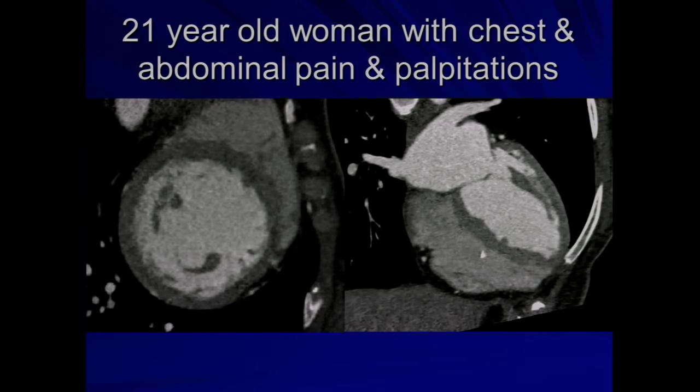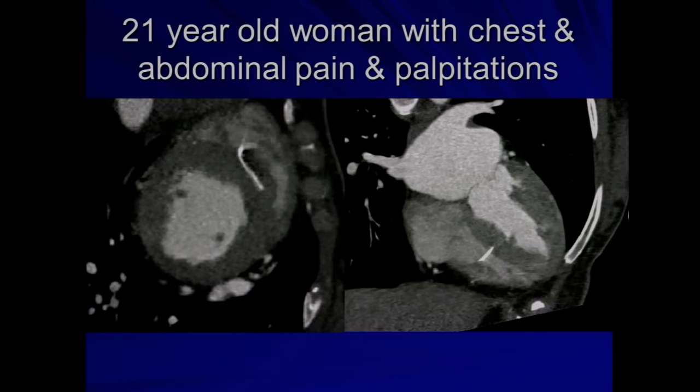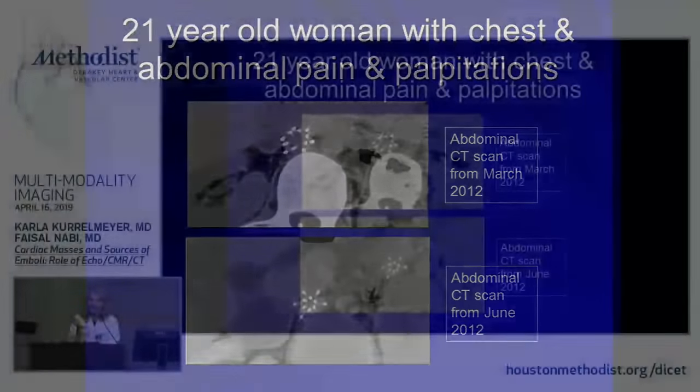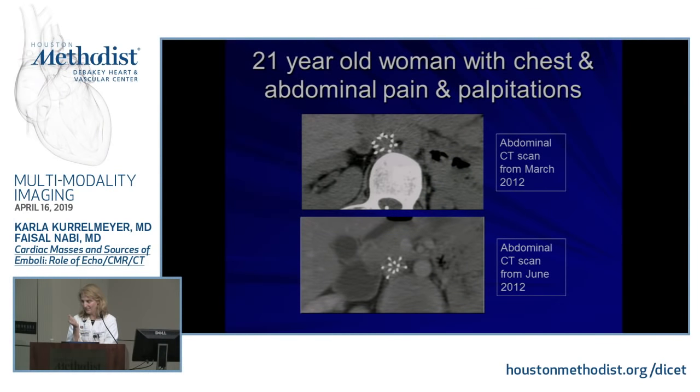So this led to CT, or this is her CT scan. And again, there it is, on both of the images. It looks like a wire. Everybody was saying, this has to be a wire, lodged in her interventricular septum. Fortunately, she'd been having abdominal pain for years, so we said, okay, let's go back and see if she had some CT scans of her abdomen.